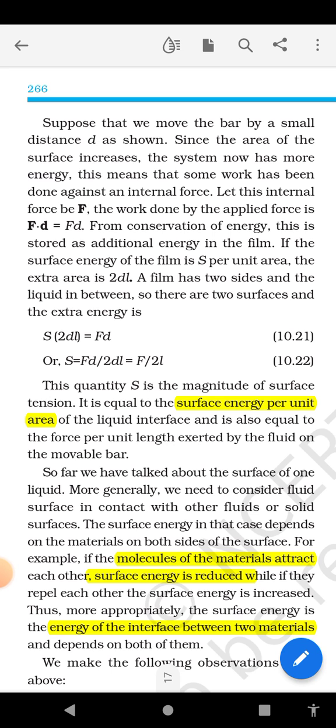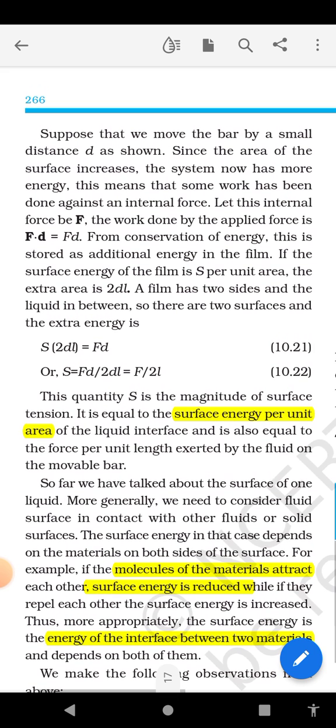If the surface energy of the film is S per unit area, the extra area is 2dl. A film has two sides and the liquid in between. So there are two surfaces, and the extra energy is given by S dot 2dl, that is equal to Fd.